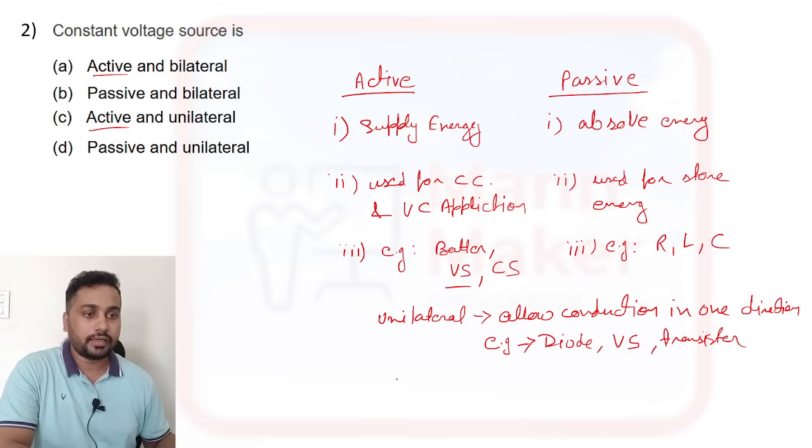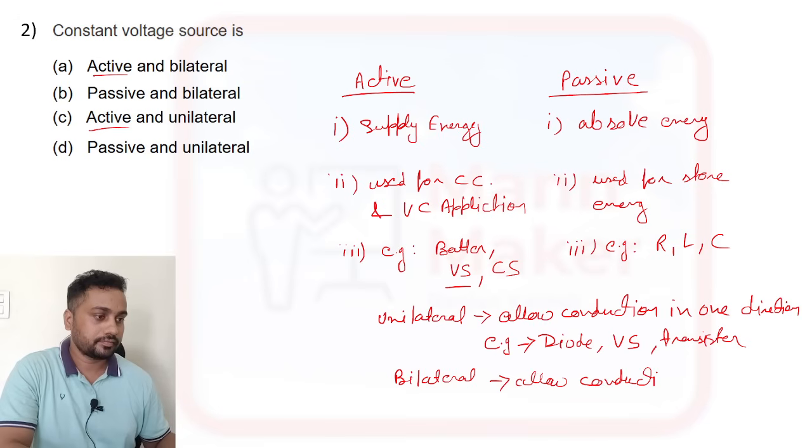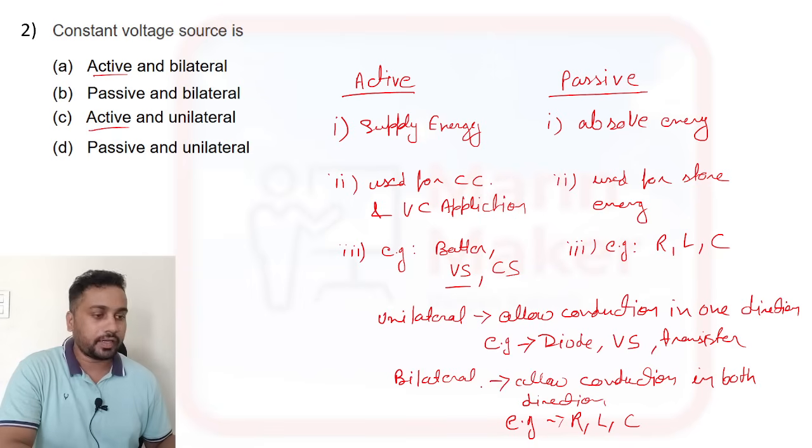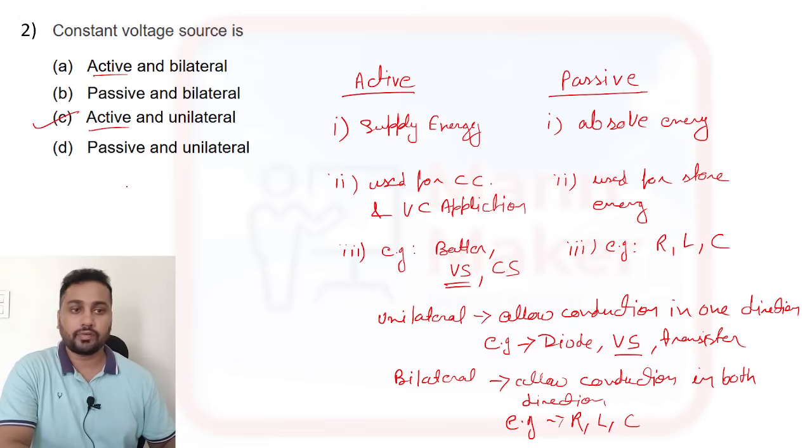Bilateral is just the opposite of this, meaning it will allow conduction in both directions. For example, R, L, C, resistor, inductor and capacitor are bilateral. So here the voltage source is an example of unilateral and an example of an active element. So option C is our right answer.